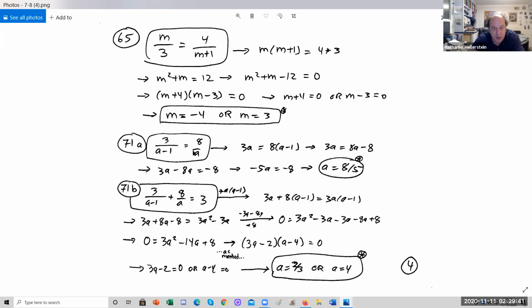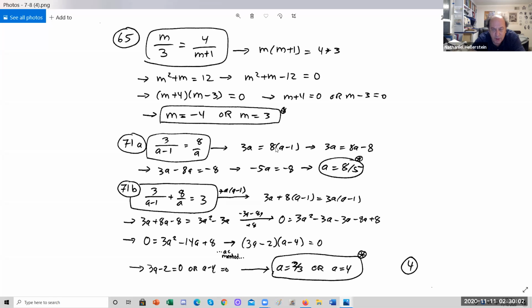Three over a, here we have 7.1 a and b. Here it's a simple proportion. 3 over (a plus 1) equals 8 over a. Here we have 3 over (a minus 1) plus 8 over a equals 3, a little more complicated. For this one, first we transpose a to the right and a minus 1 to the left and a minus 1 to the right.